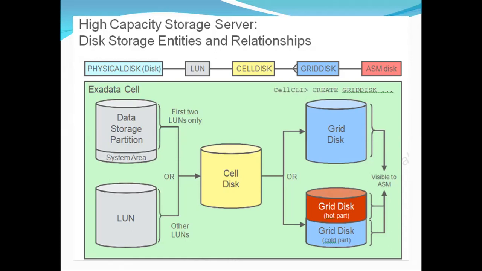In the grid disk, we have the hot part and the cold part. The first partition will go to the hot part and the other partitions will go in the cold part.